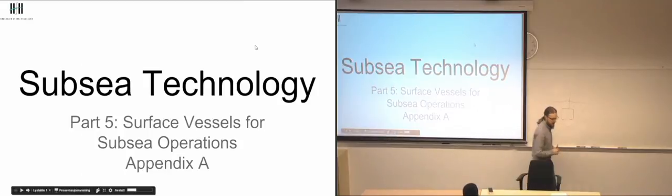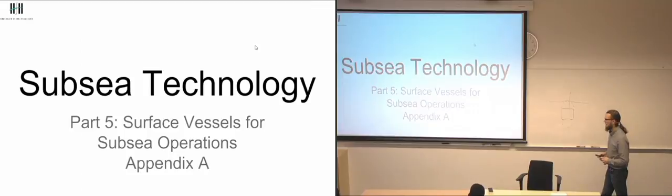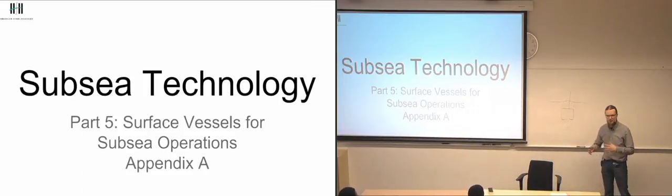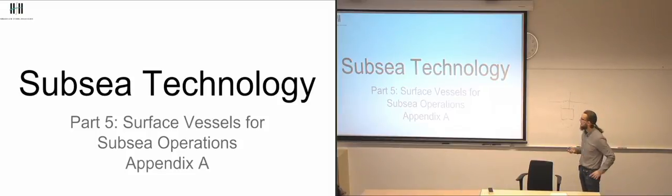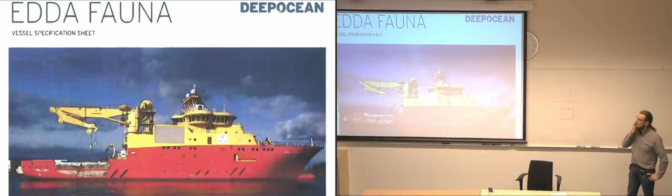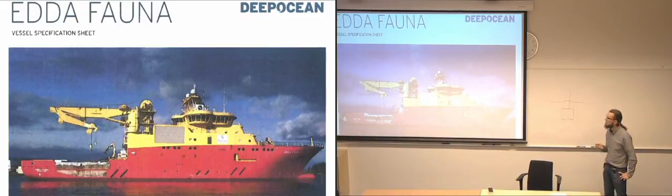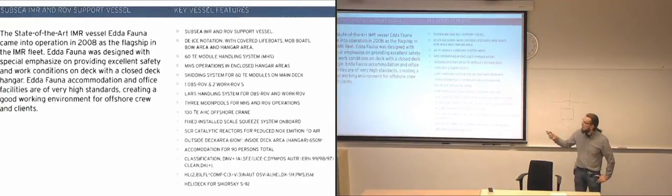Appendix A is similar to Appendix A of the diving part. So we're going to go through data sheets for different vessels. So we're just going to look at options of different vessels. The first one we'll look at is Edda Fauna, which I believe is one of the deep ocean ships. Yeah, it says deep ocean up here, so it's a deep ocean ship. So it's an inspection, maintenance, and repair vessel.